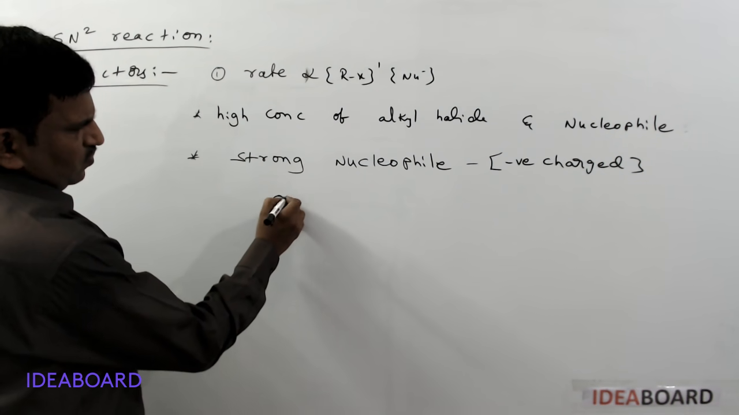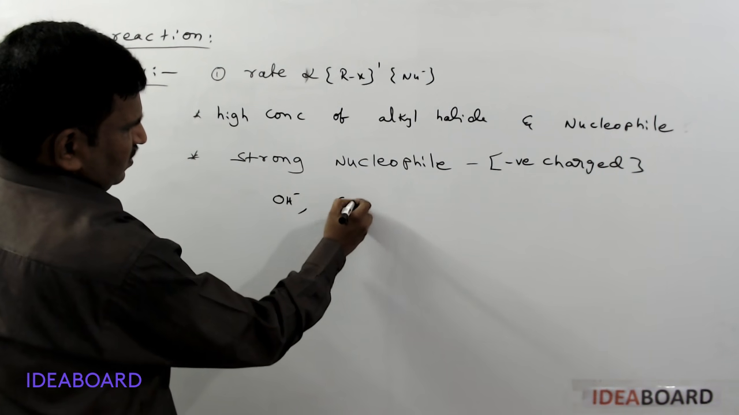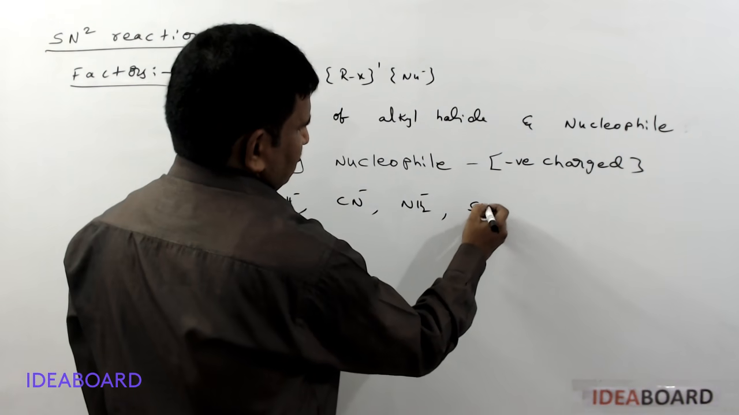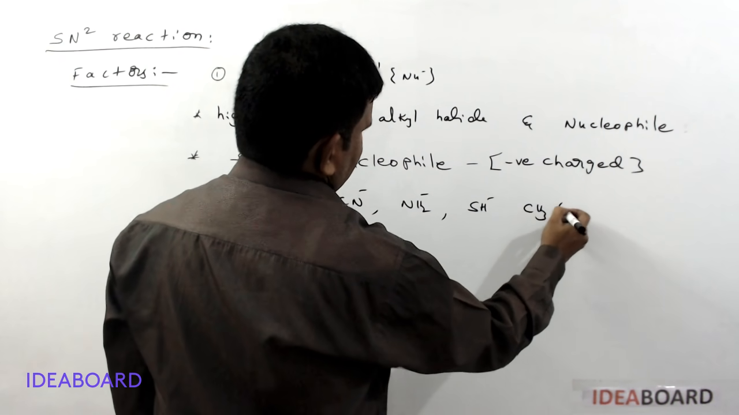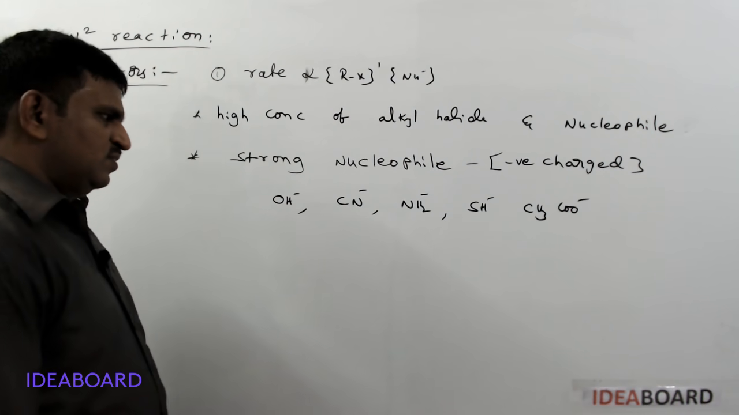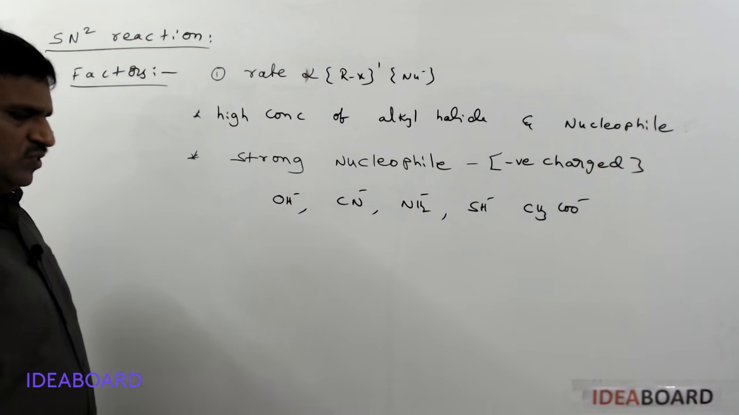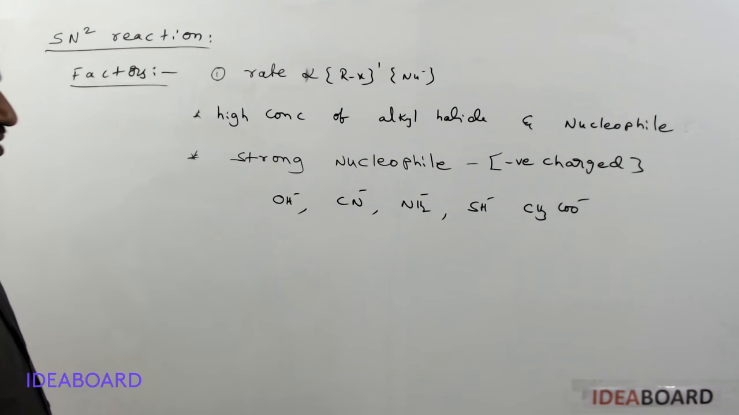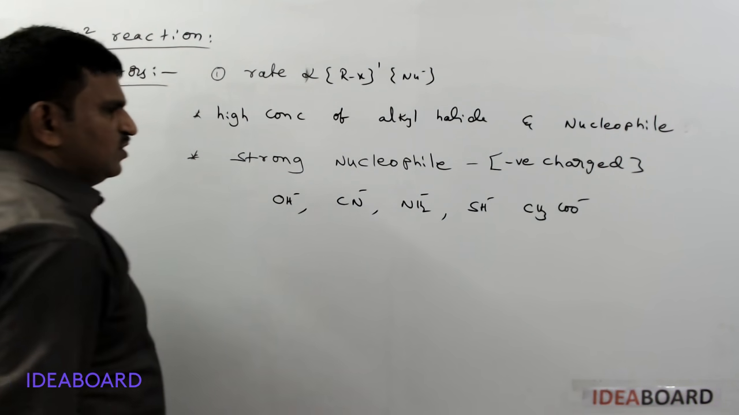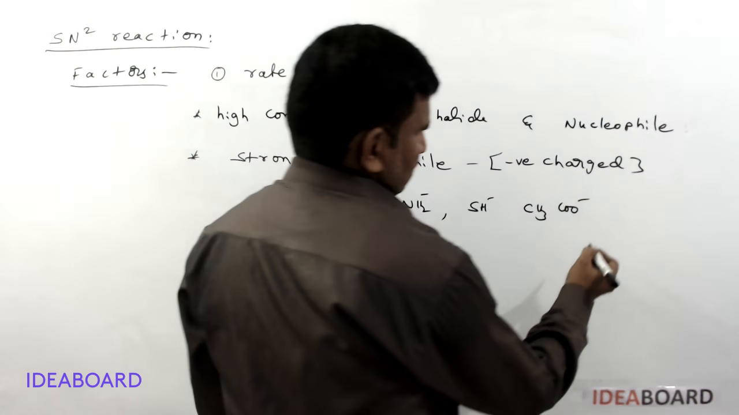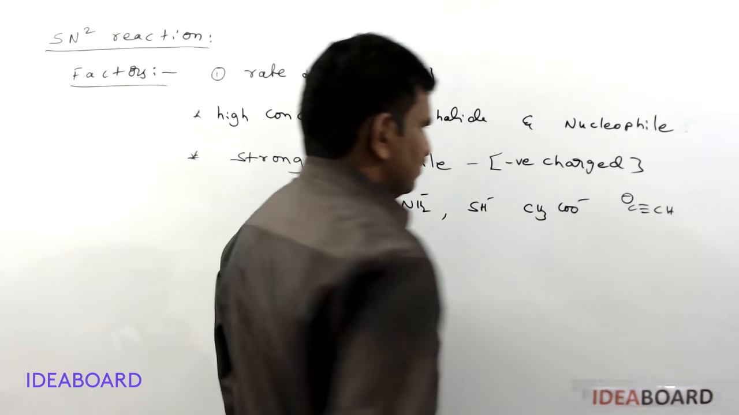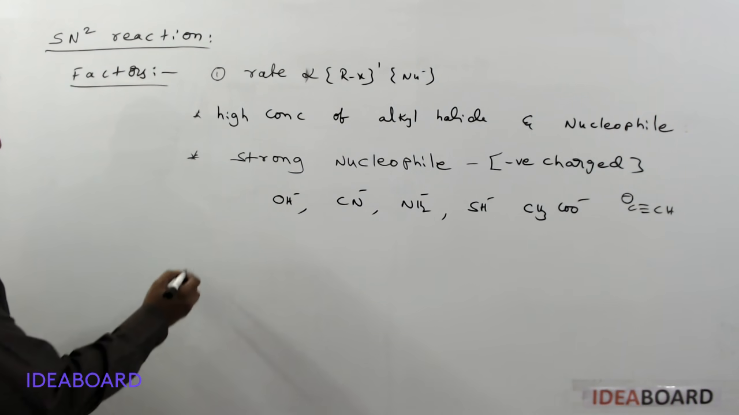Examples for this are OH minus, CN minus, NH2 minus, SH minus, CH3COO minus. These are considered strong nucleophiles. Here, C triple bond CH minus will also act as a strong nucleophile.